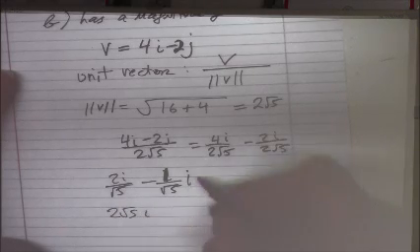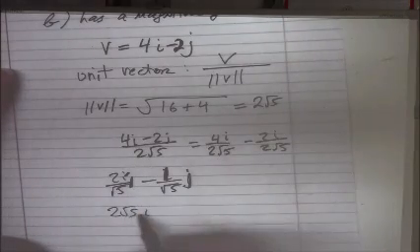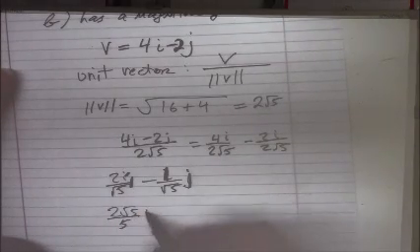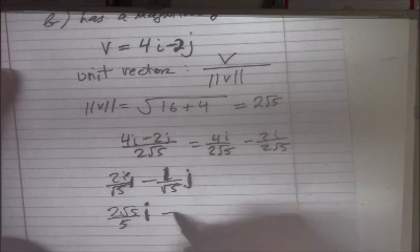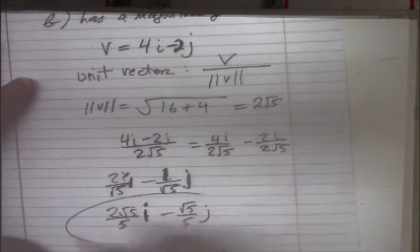Oh, that's not i. Who's j? This one's got to be i. 2 root 5 over 5 i minus root 5 over 5 j.